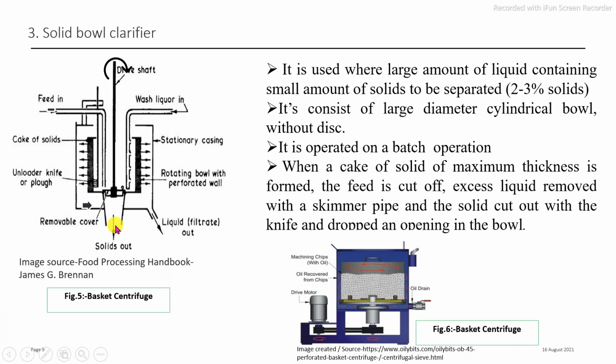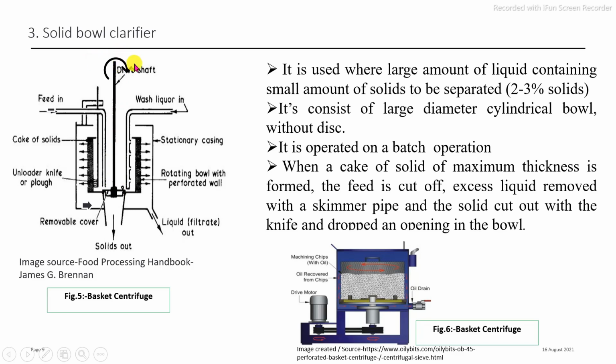The main part, first, is the rotating bowl. This is the perforated bowl. Inside the perforated bowl is provided the filter media, which is fitted on the power transmission devices. This is the power transmission device with the shaft and the gearbox.